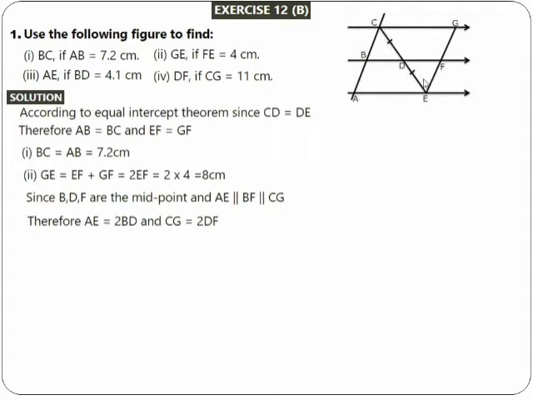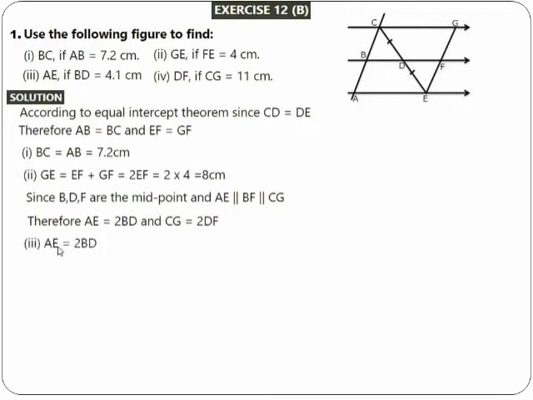Okay, and in this triangle DF is going to be half of CG, or in other words CG is double of DF. So that's what is written here. So what you need to calculate is AE, isn't it? BD is given, so calculate AE.